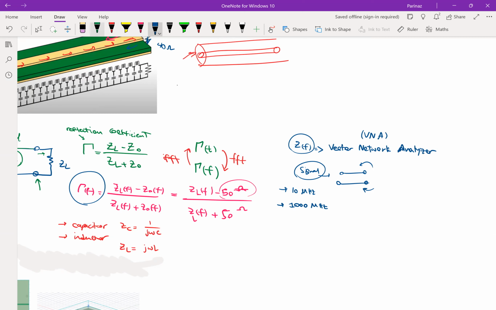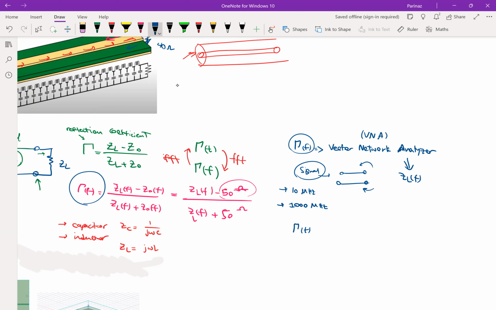sorry, not ZF, reflection coefficient gamma F here in the frequency domain, which again, if you know Z naught is 50 ohm, you can simply get ZL of f from this measurement as well. It's just a simple multiplication.